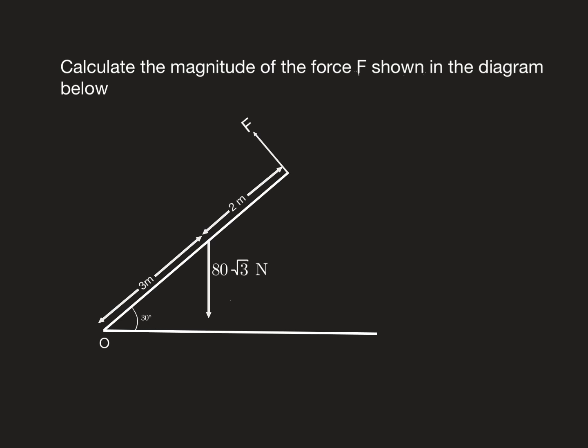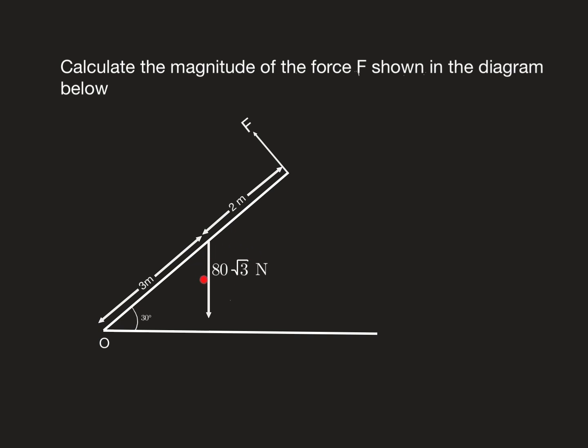Hello everyone, welcome back. In front of us we have a moment problem and it reads: calculate the magnitude of force F shown in the diagram below. So the question is asking us to find the magnitude F that is acting at a distance of 5 meters from the turning point O.